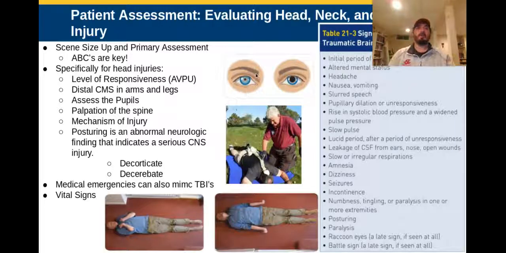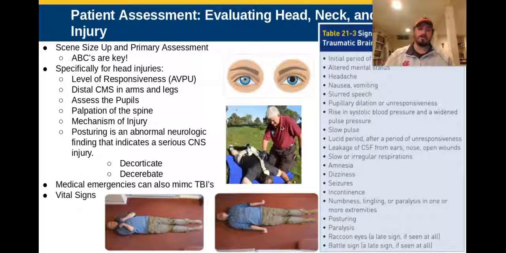Looking at those pupils tells us what's going on with the optic nerve and what's going on with the brain. One of the first places we'll see something going wrong with a head injury patient is not only in their level of responsiveness, but also in their pupils. Are they reacting? Remember PEARL: pupils equal and round, react to light.